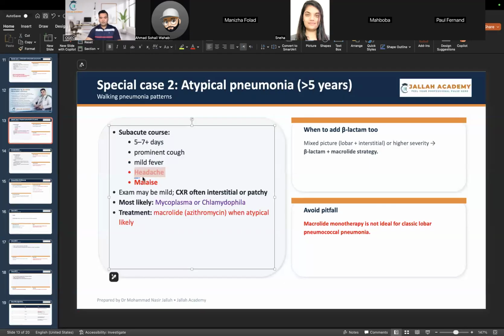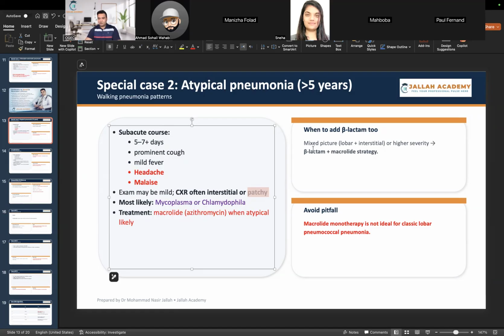But usually headache. Exam may be mild. Chest X-ray often interstitial or patchy. This is very important. Patchy infiltration. This is characteristic of the atypical pneumonia. Most likely mycoplasma or chlamydia. Treat with macrolide when atypical is likely.